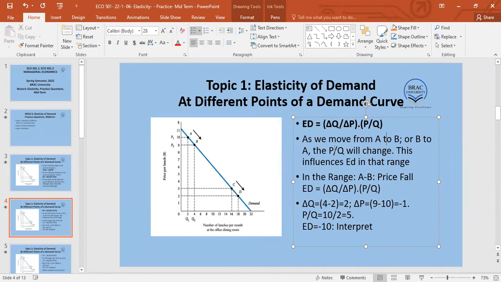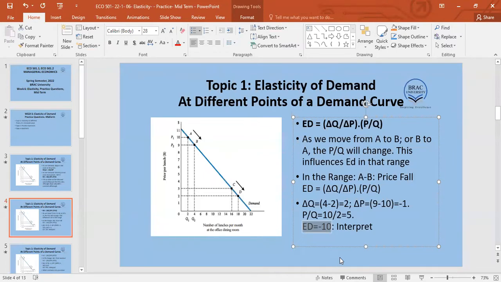So now let's see, as we move from A to B, price is falling. Is everybody seeing del Q as this? 4 minus 2 is equal to 2. Yes, sir. Okay. Is everybody seeing del P as this? 9 minus 10 is equal to minus 1? Yes, sir. Good. Is everybody seeing P by Q as 5? Yes, sir. Okay, good. In that case, the elasticity of demand is minus 10.